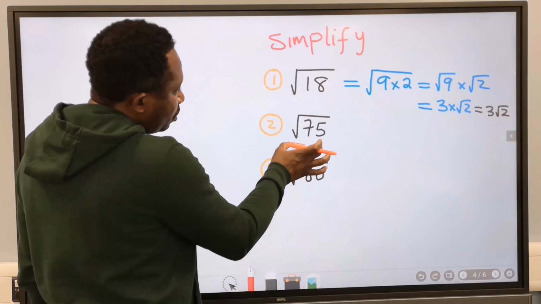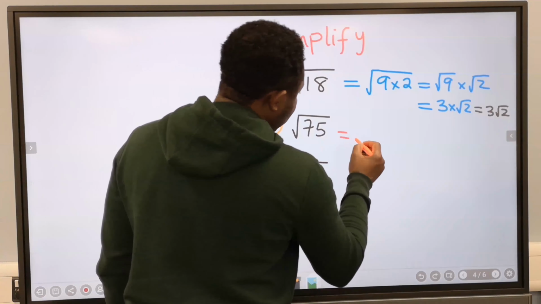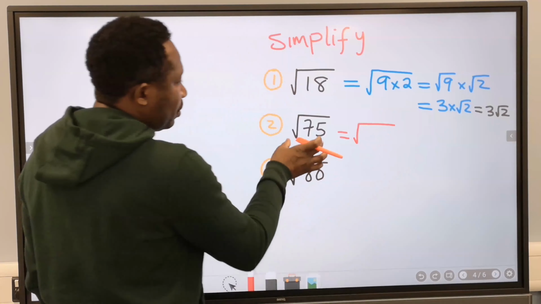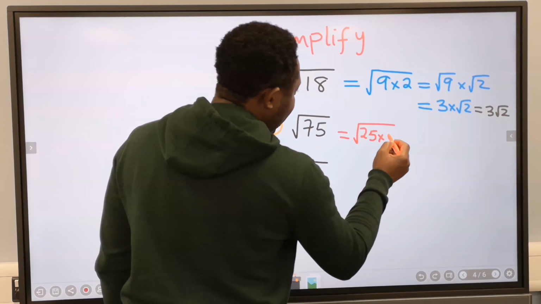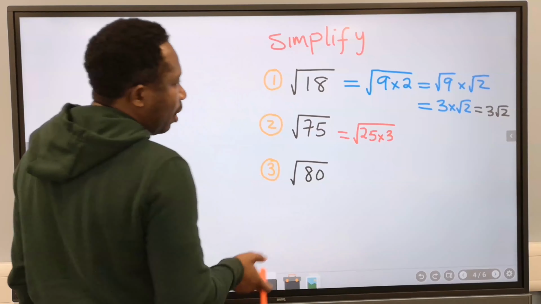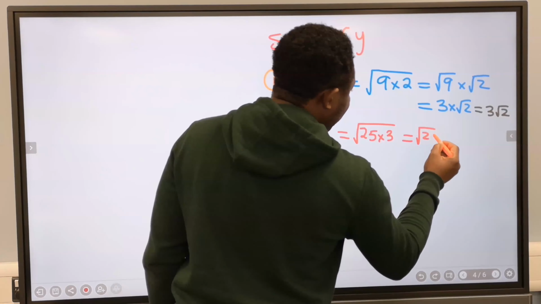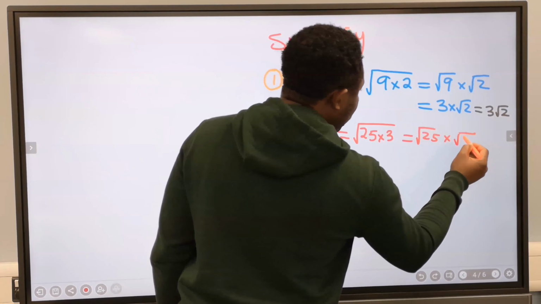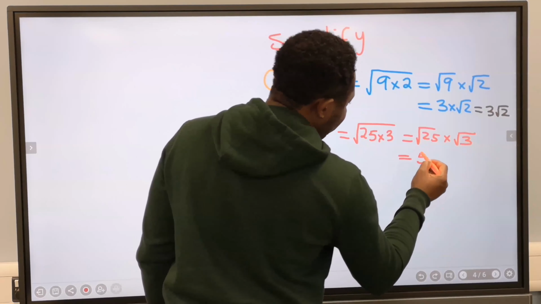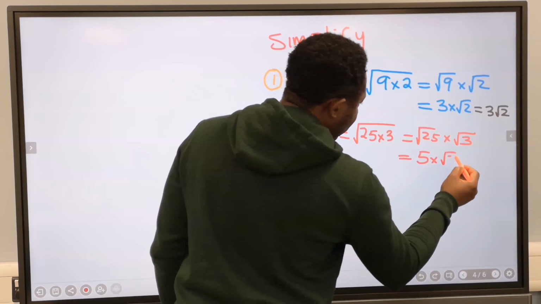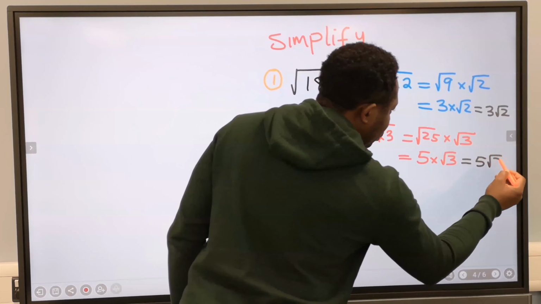Next, the square root of 75. Let's simplify it. There are two numbers. If I multiply these two numbers, I will get 75. The two numbers are 25 multiplied by 3. I will apply the law that states the square root of 25 multiplied by the square root of 3. If you break this down, the square root of 25 is 5, multiplied by root 3. And our answer becomes 5 root 3.